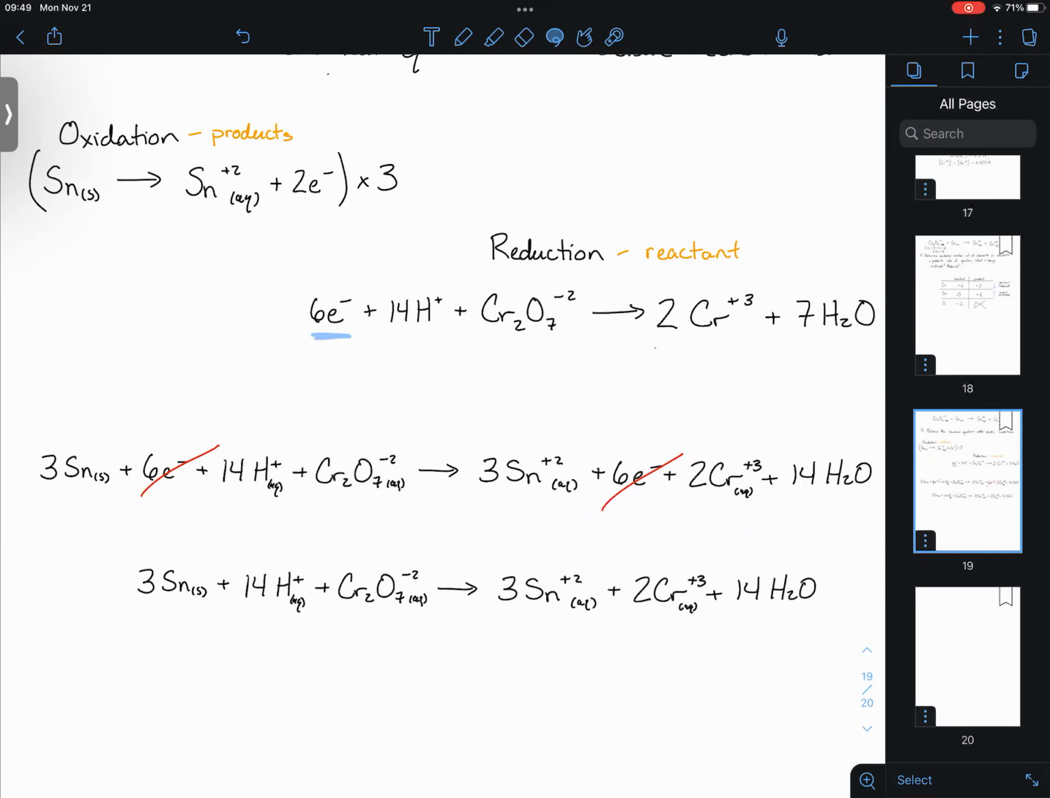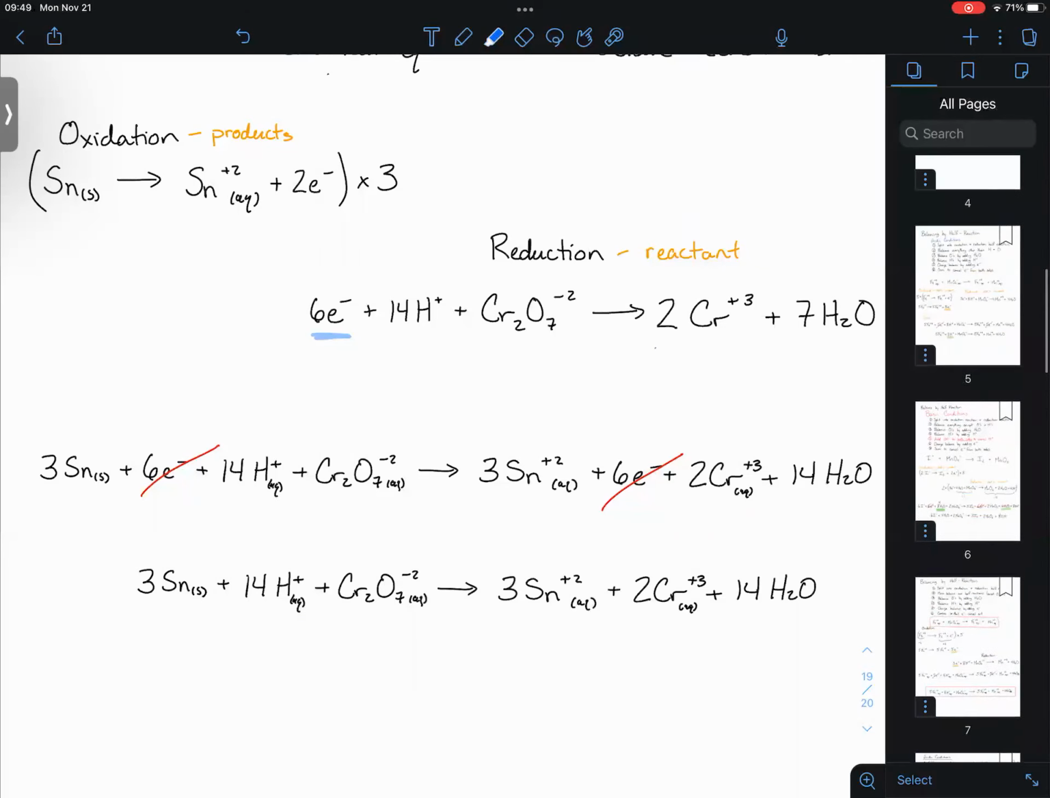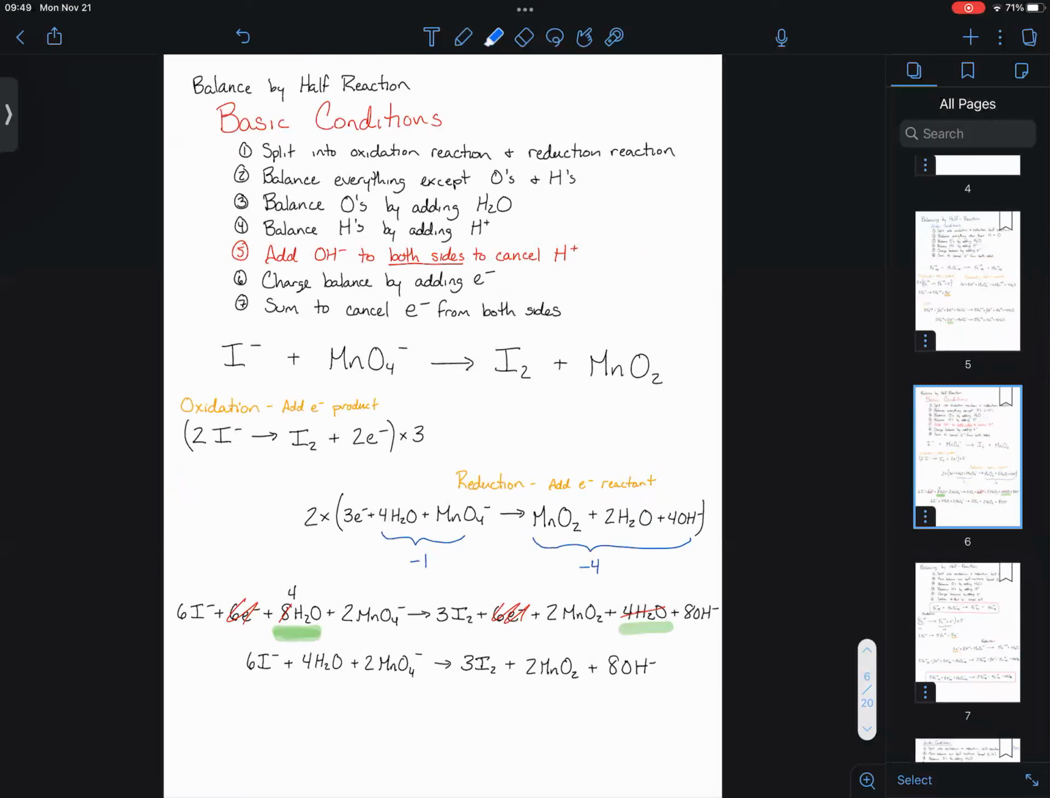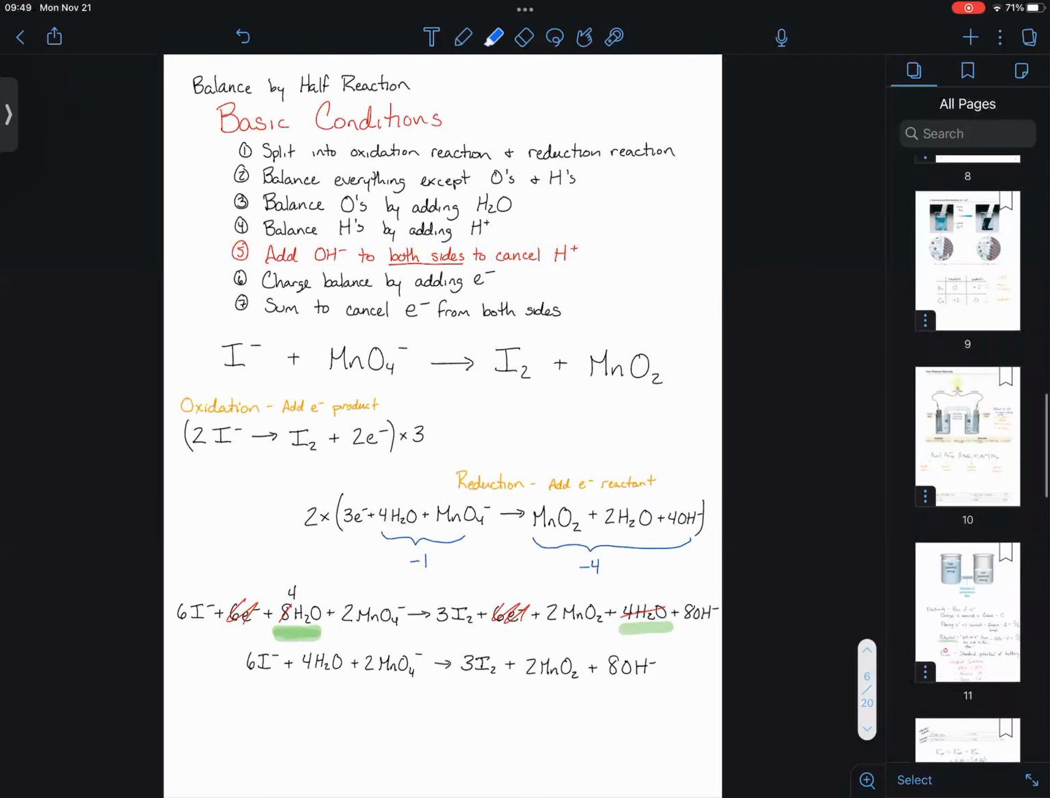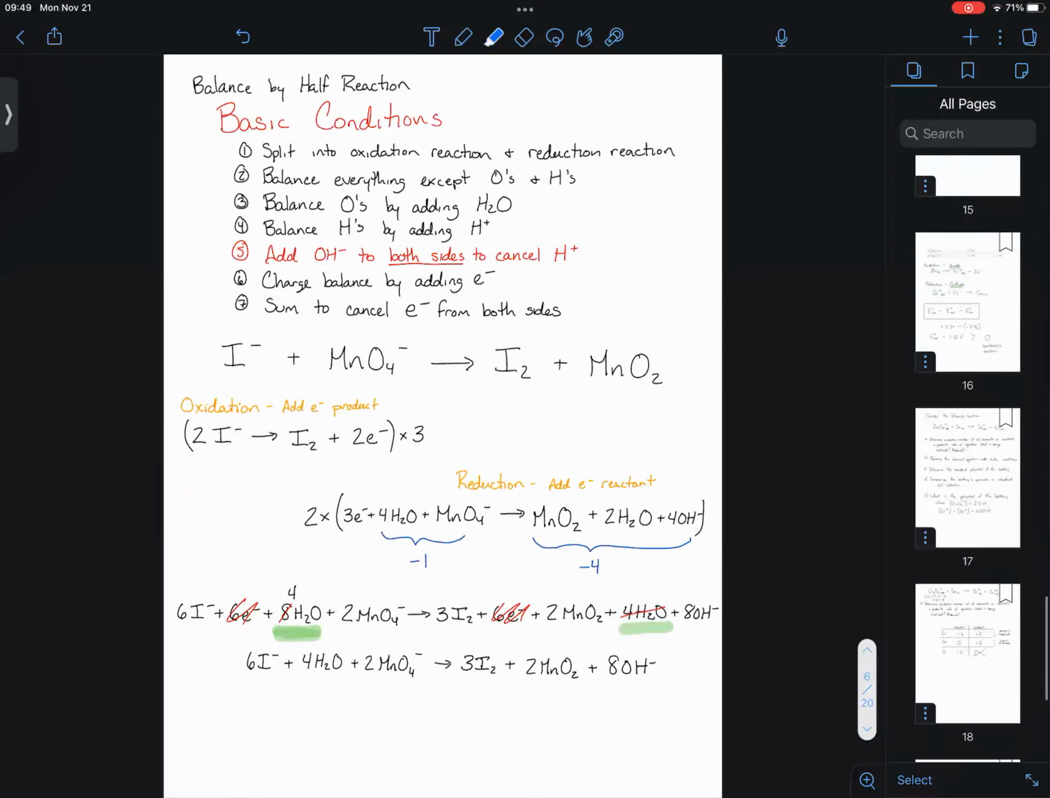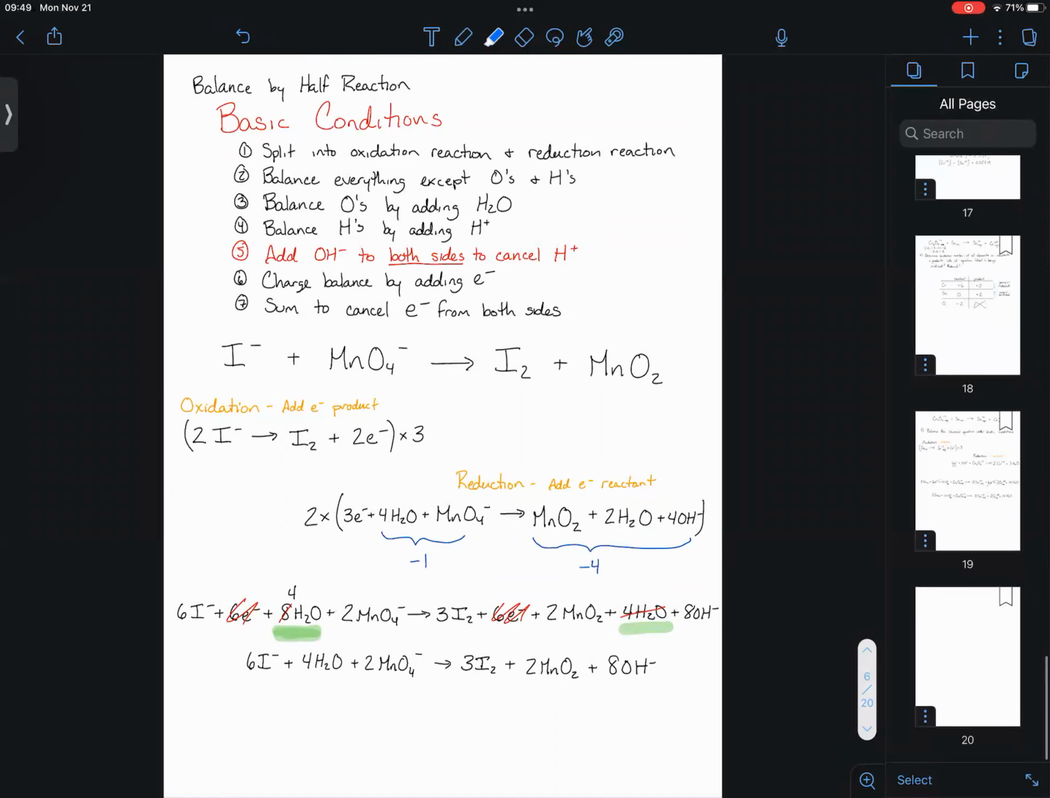All right, and this was balanced under acidic conditions, which makes sense because I have protons left over. Remember, if it's under basic conditions, we said you have to introduce one step in the middle here after balancing your hydrogens with H+. You got to get rid of them by adding OH- to both sides in order to cancel out that H+. So that would have been the difference if I had said under basic conditions. This particular reaction occurs at acidic conditions.